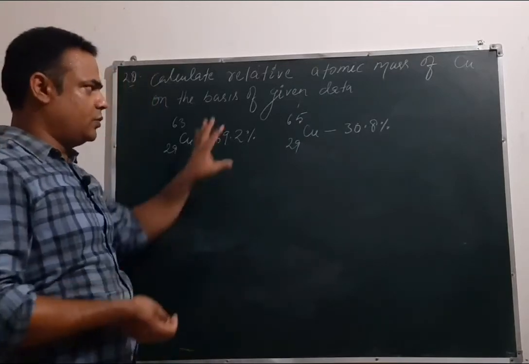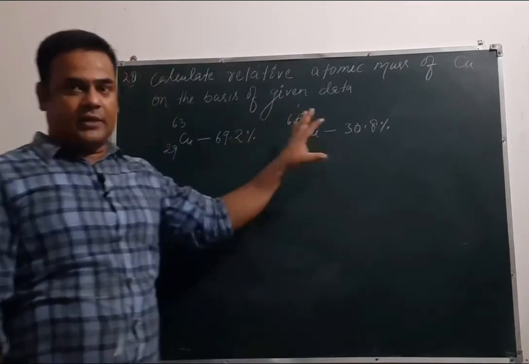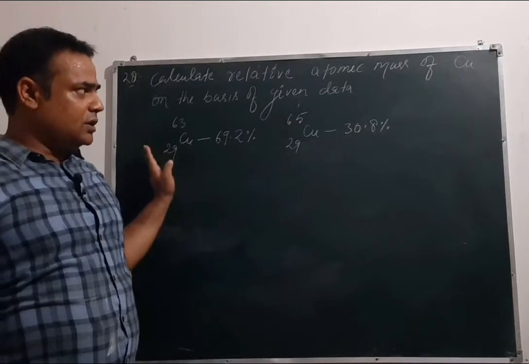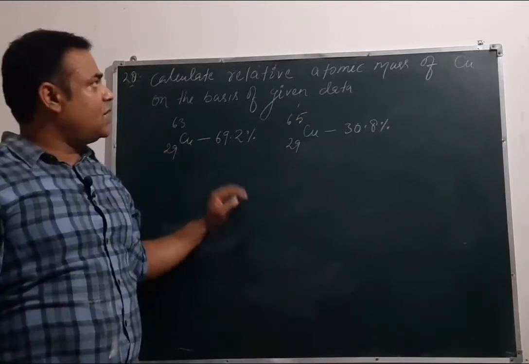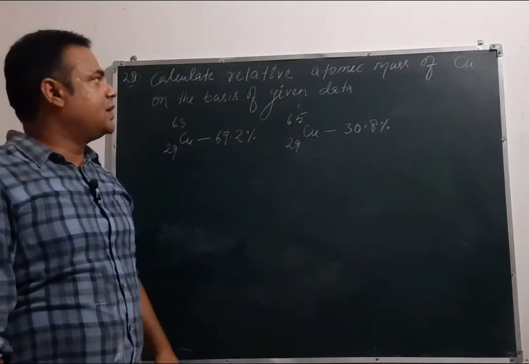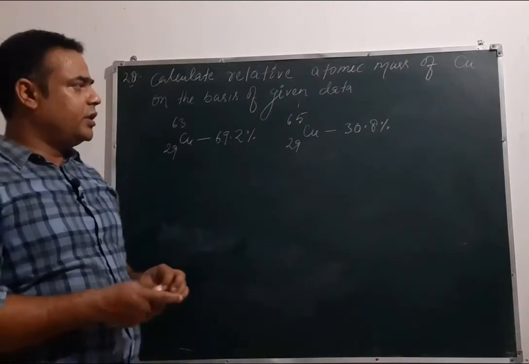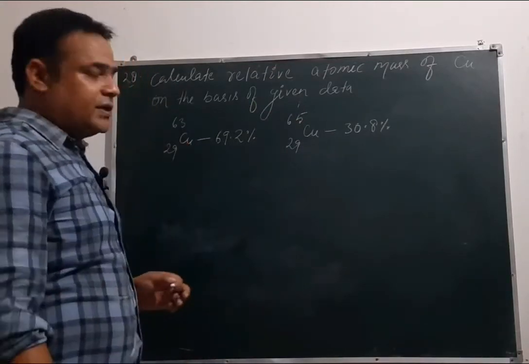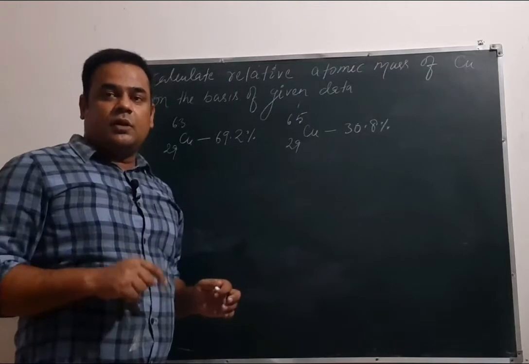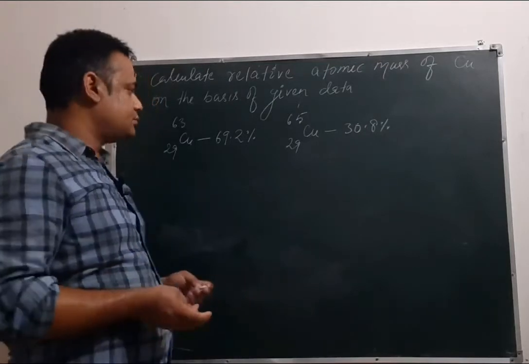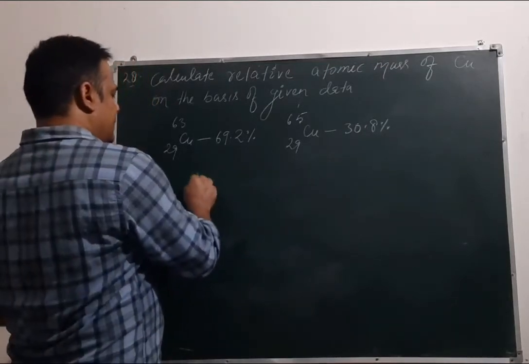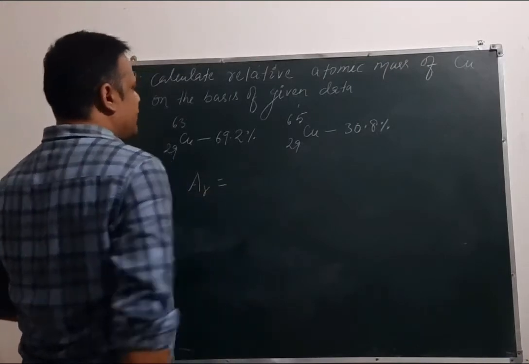So we have two isotopic compositions, and these are natural isotopic compositions. On the basis of the given data, we have to determine the relative atomic mass of the copper atom. So we are going to decide that. First, my request is: pause your video, try to solve, and then see the solution. It's very easy.